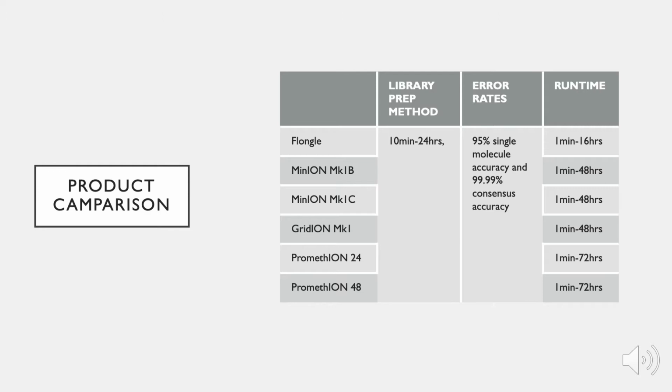Error rates will vary by model, but the newest models have 95% single molecule accuracy and 99.99% consensus accuracy. Runtime ranges based on the length of the sequence. For example, 1 minute to 16 hours for the Flongle, 1 minute to 48 hours for the MinION and GridION, and 1 minute to 72 hours for the PromethION.